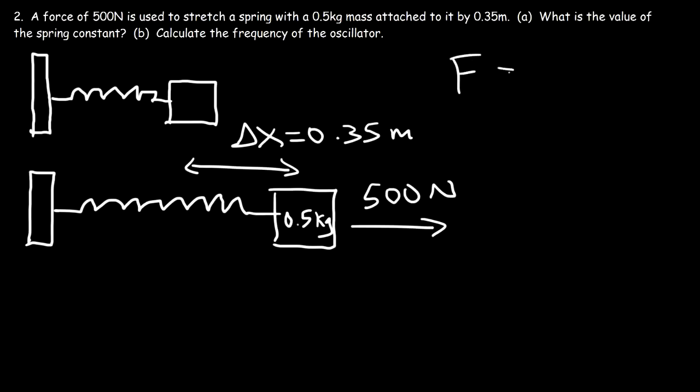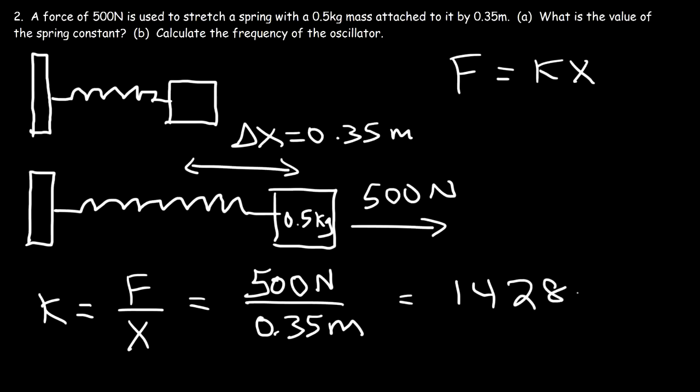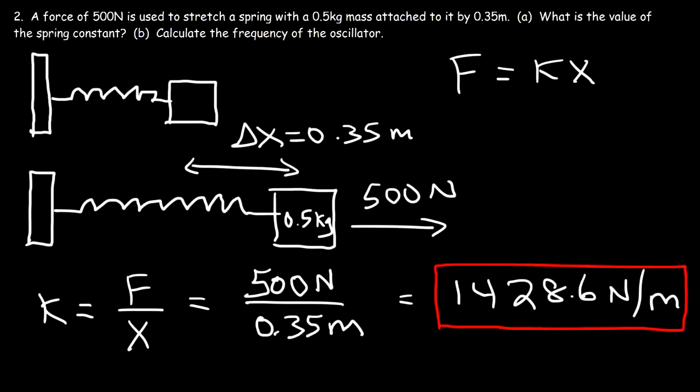Well, we know that the force is equal to kx based on Hooke's law. So the spring constant k is the ratio between the applied force and the amount that the length of the spring changes. So it's going to be 500 newtons divided by 0.35 meters. And so that's going to be 1428.6 newtons per meter. So that's how you can calculate the spring constant of a spring. It's simply the force divided by the change in length.